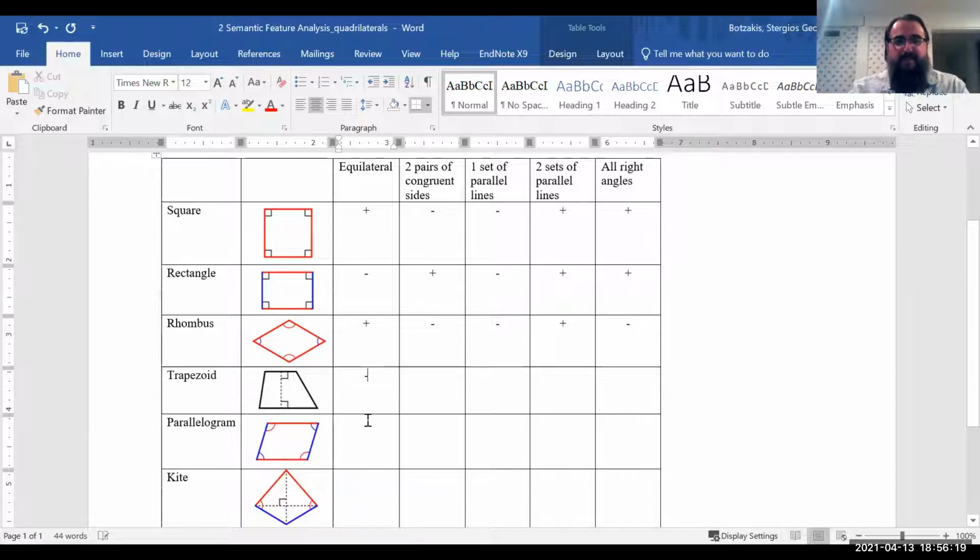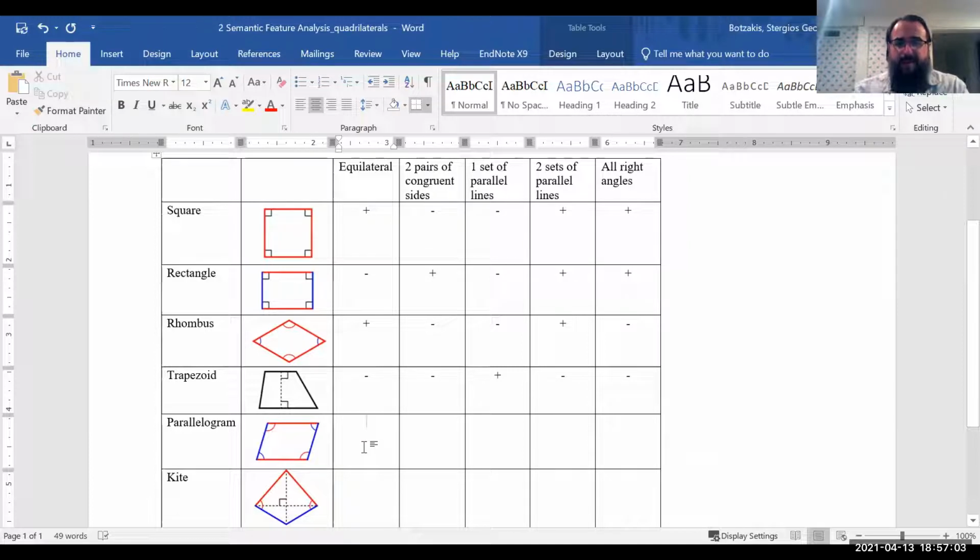Trapezoid. Is it equilateral? It's not. Does it have 2 pairs of congruent sides? It does not. Well, it can technically, but we're not going to get into that. This top thing and the one leg can be the same, but we won't get into that. 1 set of parallel lines? That is true, yes. 2 sets? No. All right angles? No. You can have 1 or 2, but it can't have more than 2. And trapezoid is kind of the outlier. There's two that are kind of weird. Trapezoids are their own little things that just have two parallel lines and then two legs.